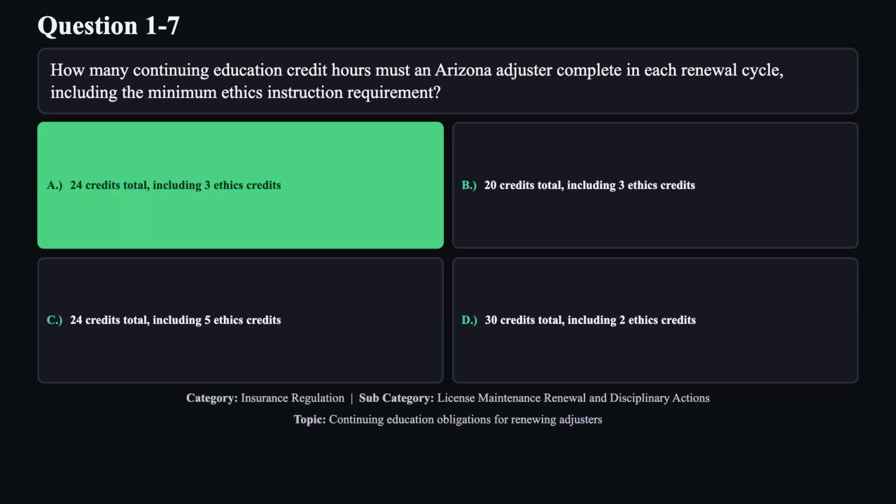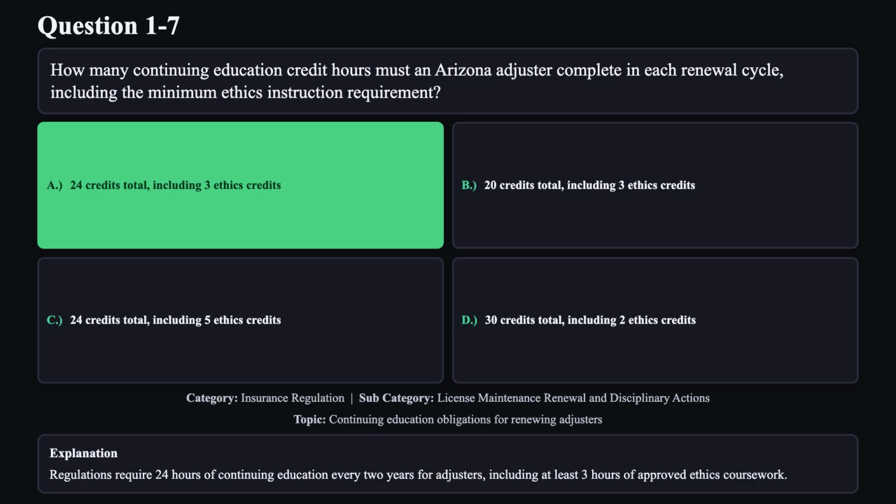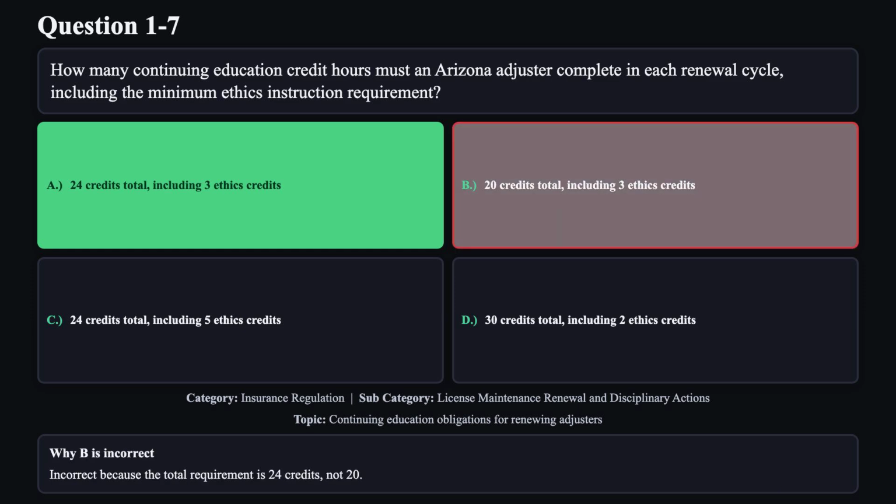The correct answer is A. Regulations require 24 hours of continuing education every 2 years for adjusters, including at least 3 hours of approved ethics coursework. Reason B is not correct. Incorrect because the total requirement is 24 credits, not 20.